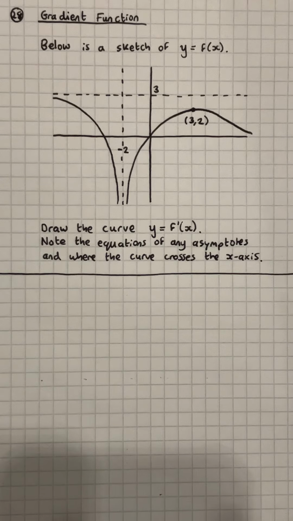We are given a sketch of this funky looking function we call y equals f of x. We need to draw the curve f dash of x, or the gradient function, and we need the equations of asymptotes and where it crosses the x-axis. So let's draw a graph.